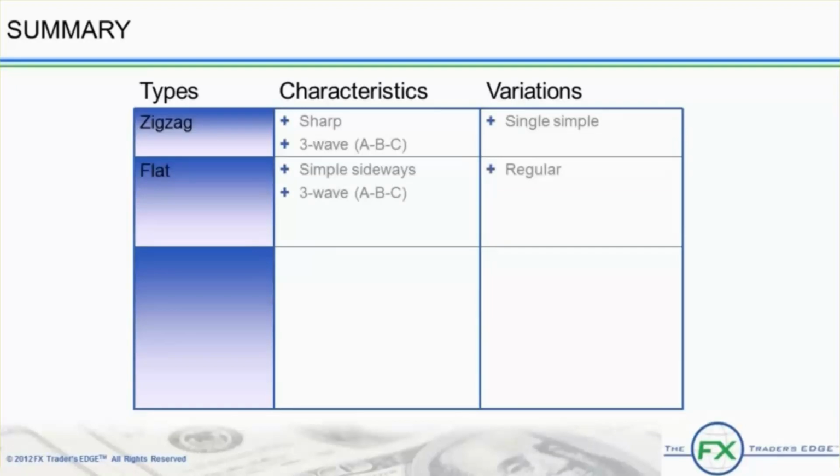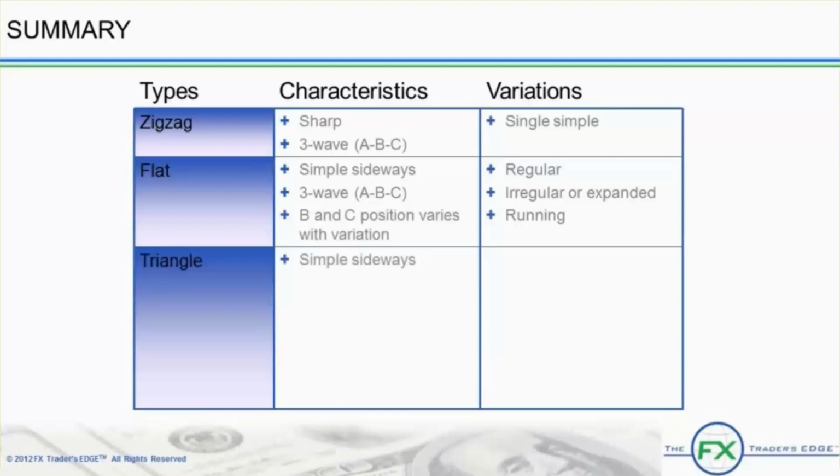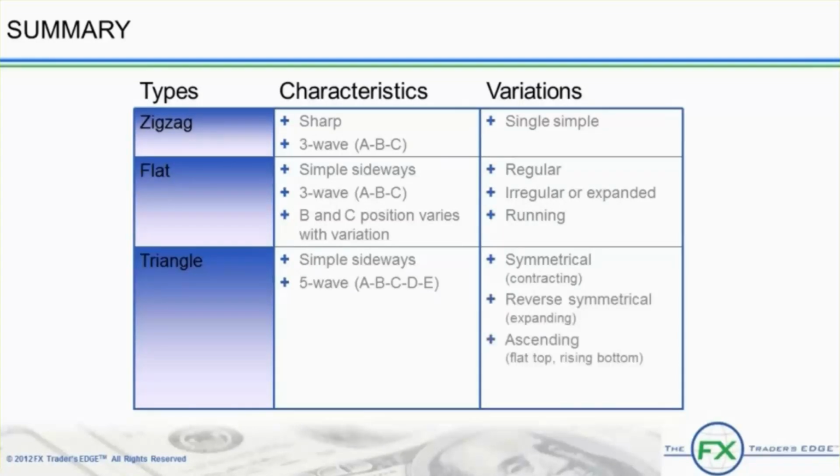It has 3 variations: regular, irregular, or running, with the B and C leg varying with each variation. The triangle family is characterized as a simple sideways correction, which unfolds in a 5-wave ABCDE sequence. There are 4 types: symmetrical, which is contracting; reverse symmetrical, which is expanding; ascending, which has a flat top and a rising bottom; and descending, which has a declining top and a flat bottom.